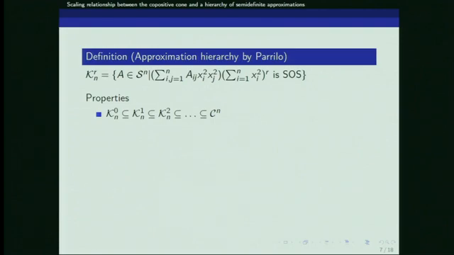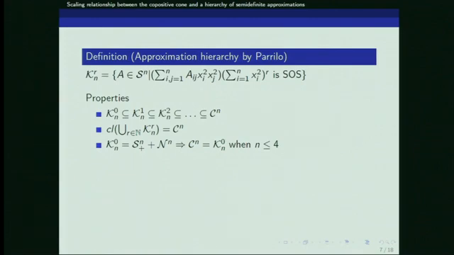The hierarchy has some properties. I said r is the level, so K^0 is a subset of K^1, etc. If you take the union of these and then the closure, you get the copositive cone back. K^0 turns out to be equal to the semi-definite cone plus the non-negative cone. The semi-definite cone is of course already a relaxation of the copositive cone, so you could see these K cones as connecting the semi-definite cone all the way to the copositive cone. And then we have this property, which says that the copositive cone turns out to be equal to K^0 for n at most 4.